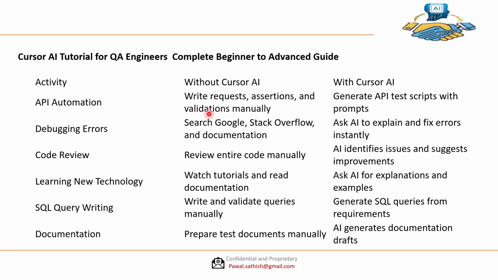In the same way, we can use it for API automation as well. Using manual effort, we need to write the request, assertions, and validation manually, whereas using Cursor AI, it generates the API test scripts with prompts.